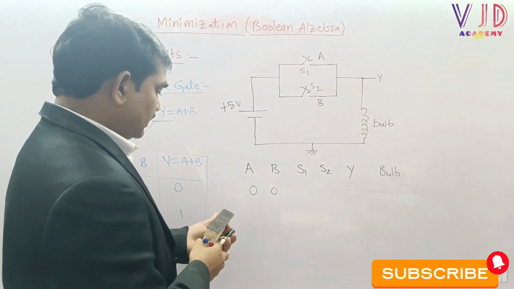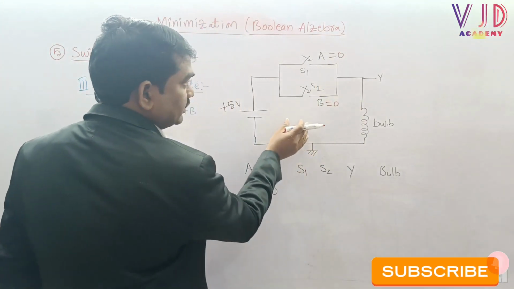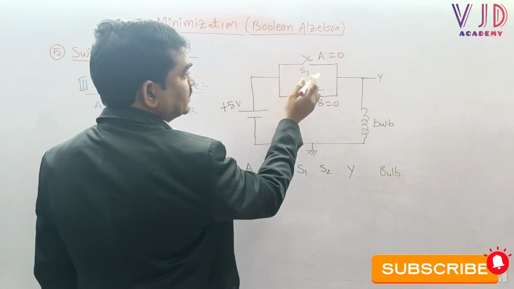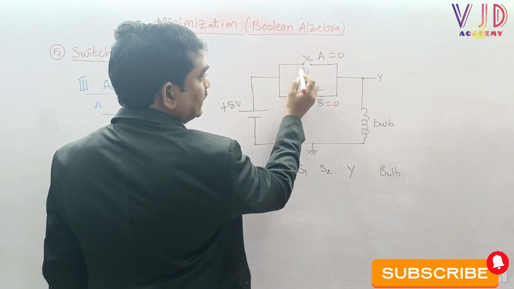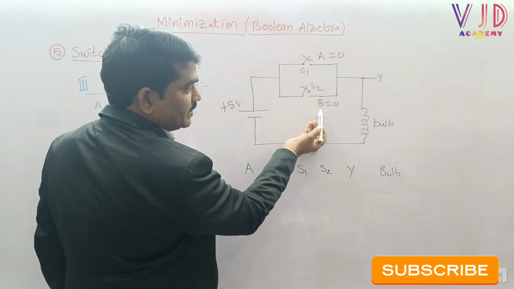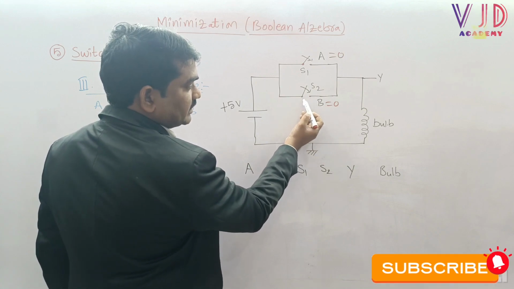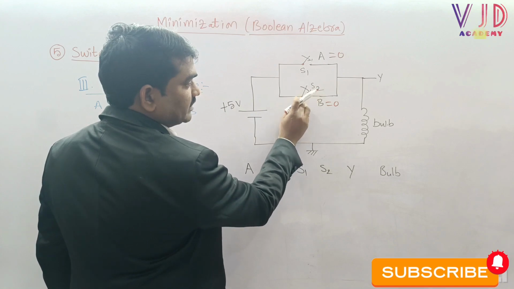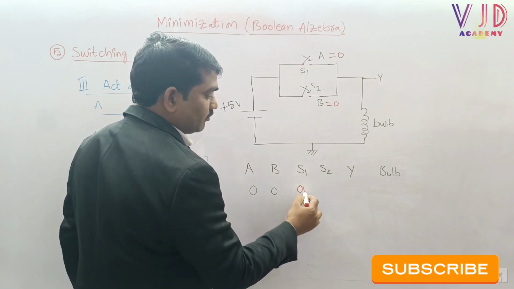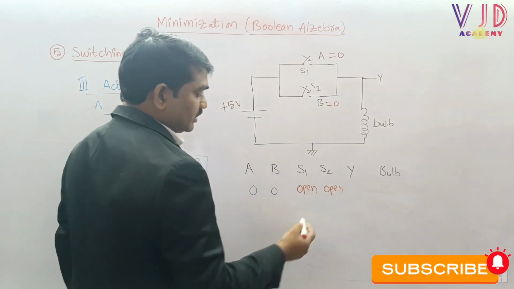Sir, the moment when we apply A equal to 0 and B equal to 0, switch S1 automatically opens. We can say that there is no connection established between these two nodes, because the applied input is 0. And now B equal to 0, so there is no connection established between these two nodes either. The switch will be in the open state, which means S1 will be open because A equal to 0, and S2 will be open because B is also equal to 0.